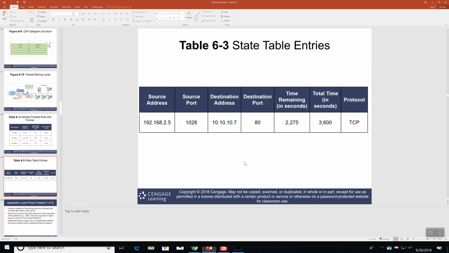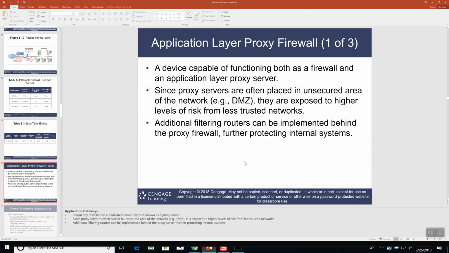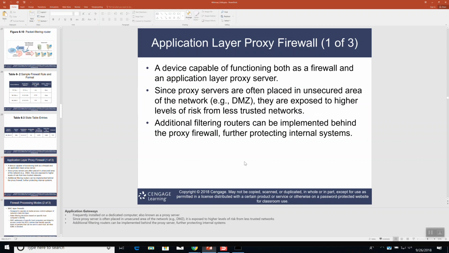Let's talk about your state table again. It tries to give you information about what's happening with the network. Application layer proxy firewall: a device capable of functioning both as a firewall and an application layer proxy server. Since proxy servers are often placed in unsecured areas of the network, the DMZ, they are exposed to higher levels of risk from less trusted networks.